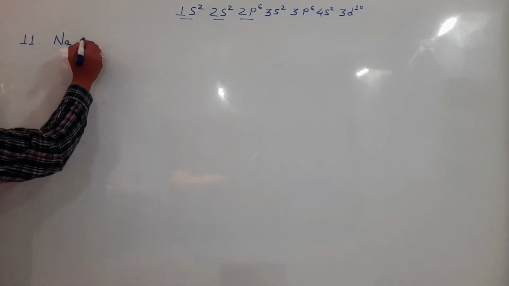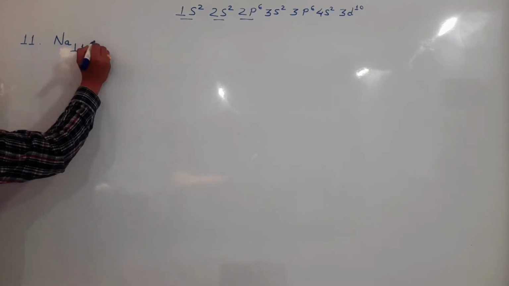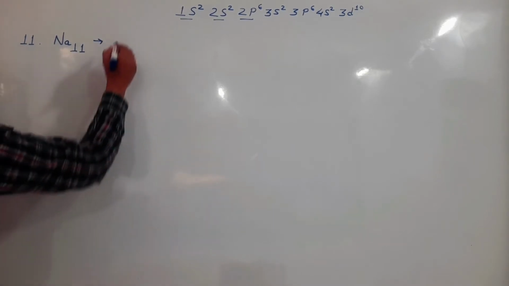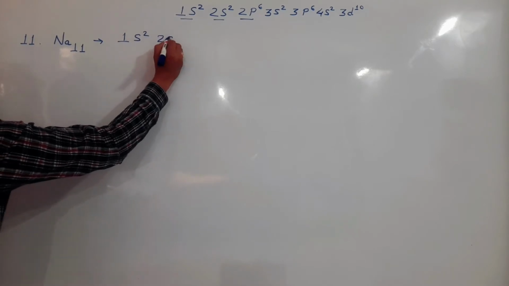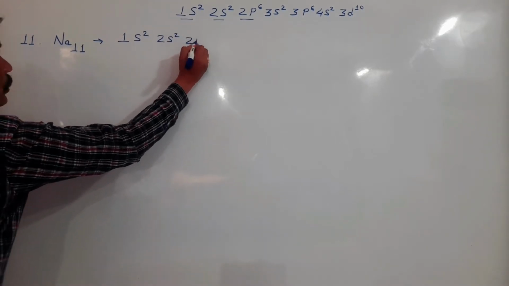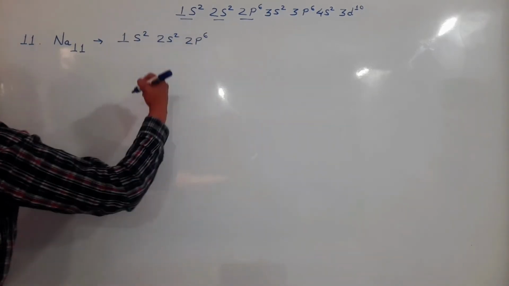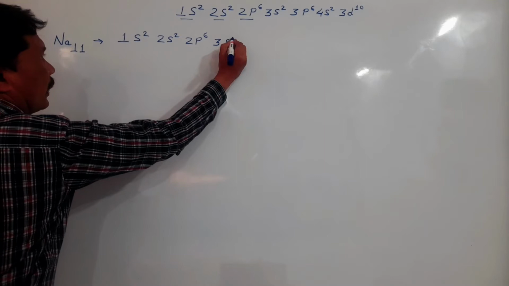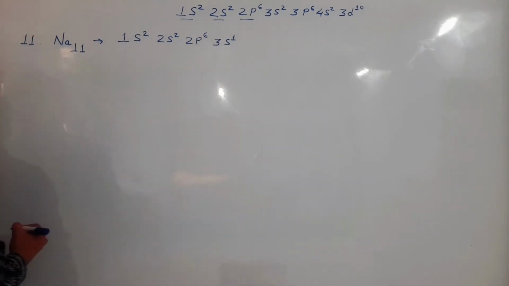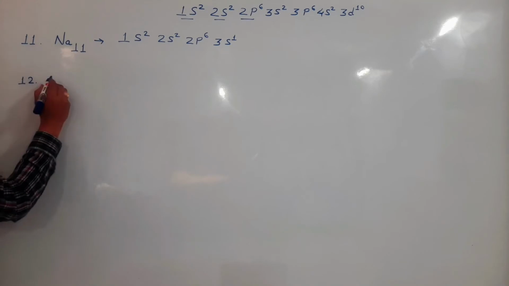Sodium. Sodium atomic number 11. Electronic configuration 1s2, 2s2, 2p6, and now we are going to write 3s1. The next element after sodium.